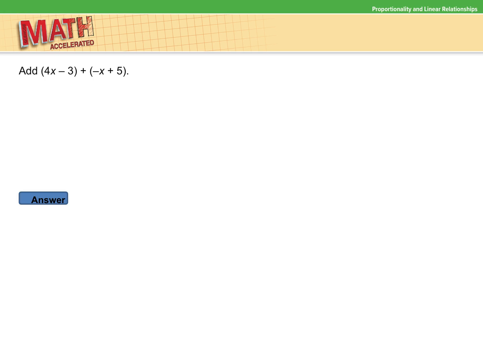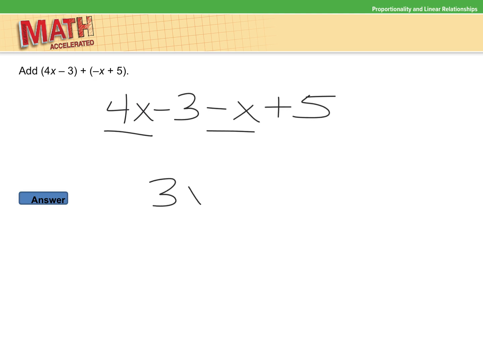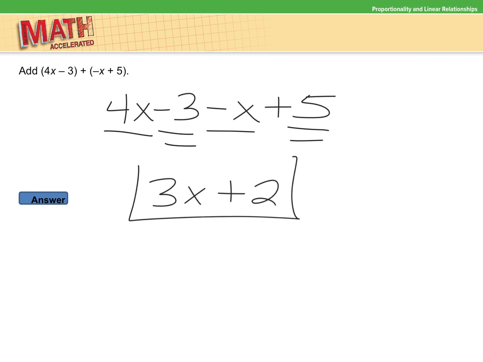Last one. What operation is in the middle of the parentheses? Addition. So what do we need to do right away? Rewrite. 4x minus 3 minus x plus 5. From here, what do we do now? Combine like terms. You got it. 4x minus x, 3x. And then we have negative 3 plus 5. Plus 2. 3x plus 2. Okay? Lots and lots and lots of practice of combining like terms.